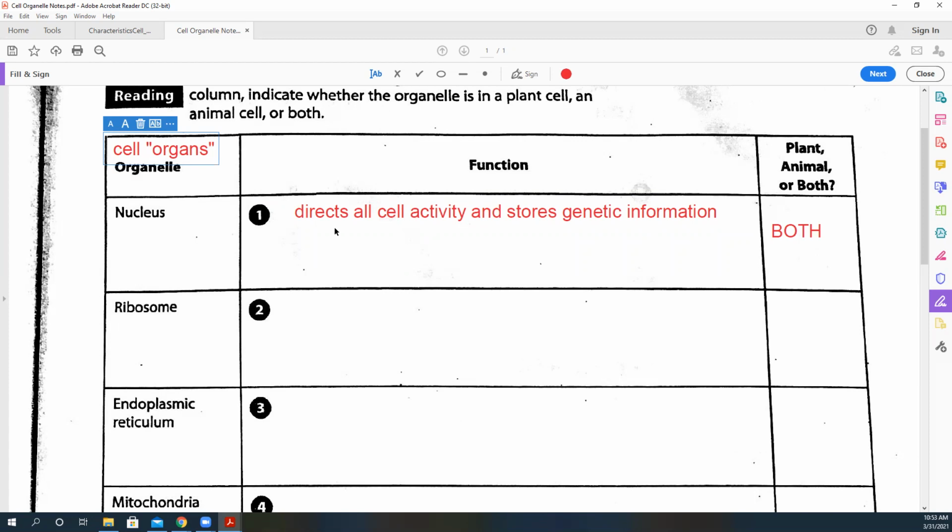What in a city directs all the activity inside the cell? I mean, inside the city. What inside a city controls everything? Jasmine? Well, like what controls everything? What makes all the rules in the city? The president or the government, right?